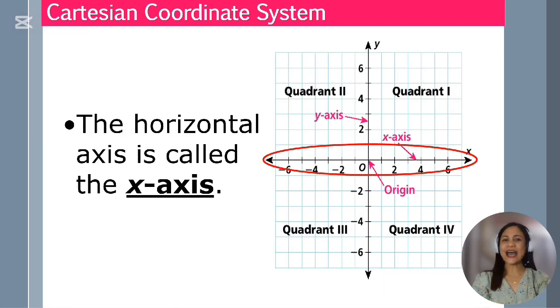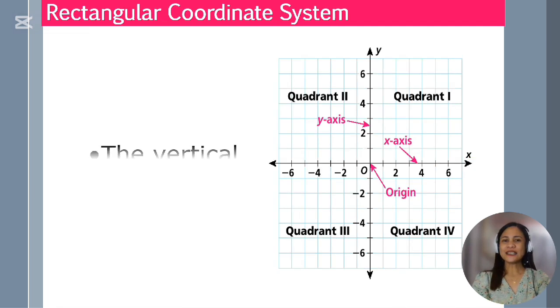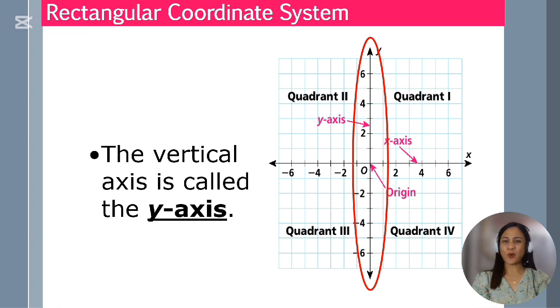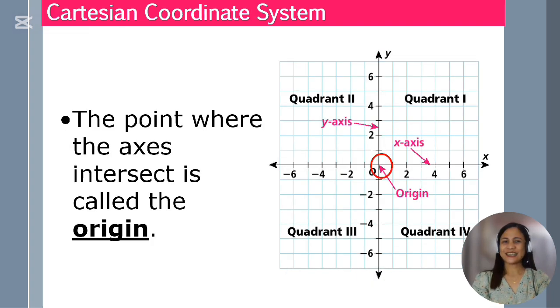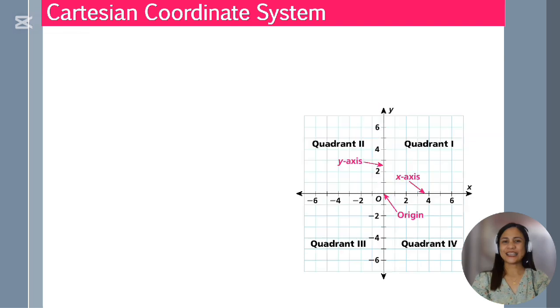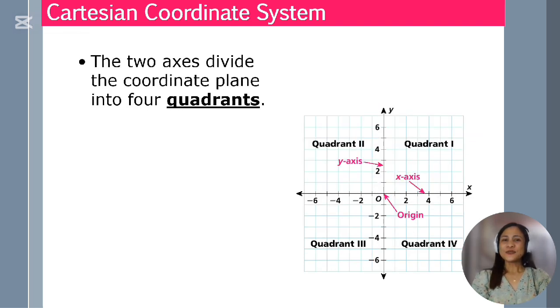The horizontal axis is called the x-axis, while the vertical axis is called the y-axis. So the point where the axes intersect is called the origin. So the two axes divide the coordinate plane into 4 quadrants. The quadrants in a Cartesian coordinate plane are named in counterclockwise direction.